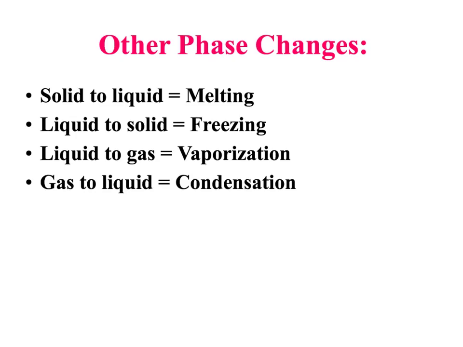Let's talk about phase changes. You need to know the names of all the different phase changes in a substance. Solid to liquid is melting. Liquid to solid, going the other way, is freezing. Liquid to gas is vaporization. Remember, we use this word when we're not sure whether it's boiling or evaporation. This is a word that encompasses both because it means turning a liquid into a gas. And then finally, a gas back to a liquid is condensation.